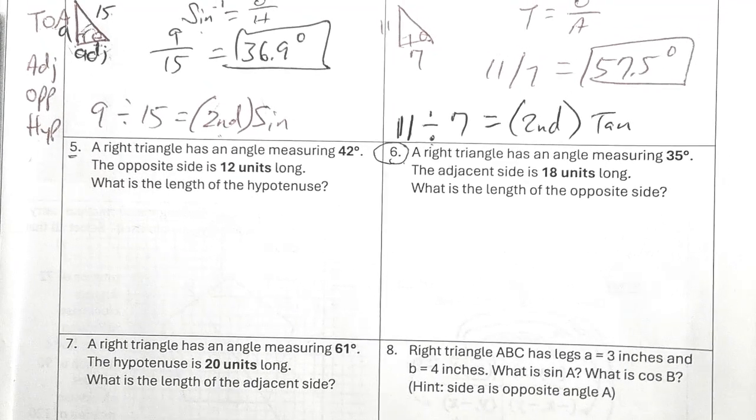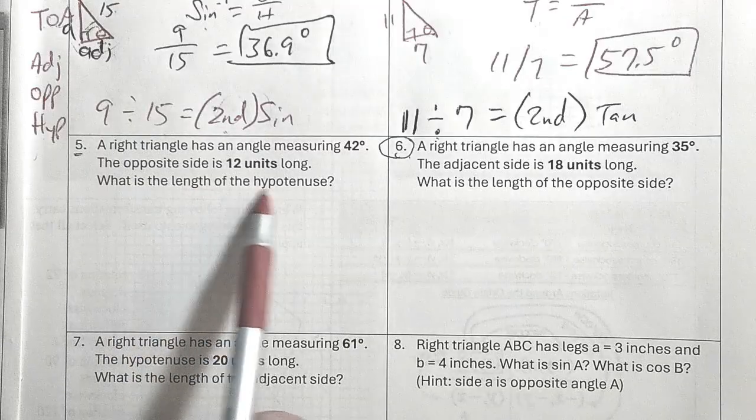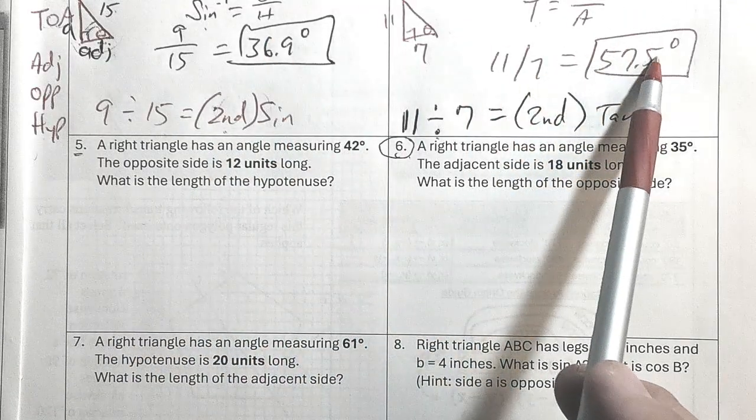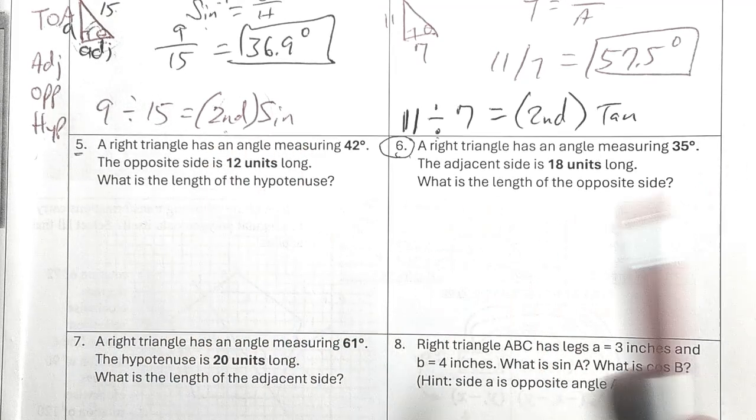All right, so number 5 and 6. We're talking about the length of a side, not the angle measure. So no green button, so no equals. You'll see what I mean.